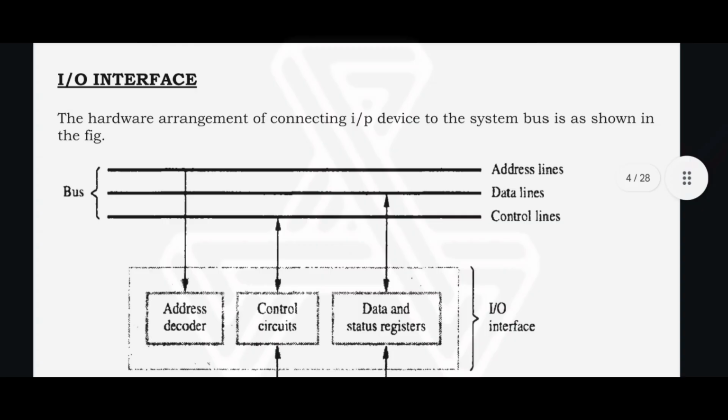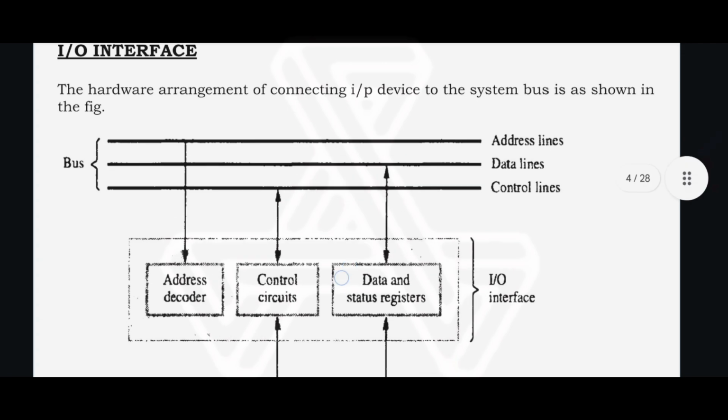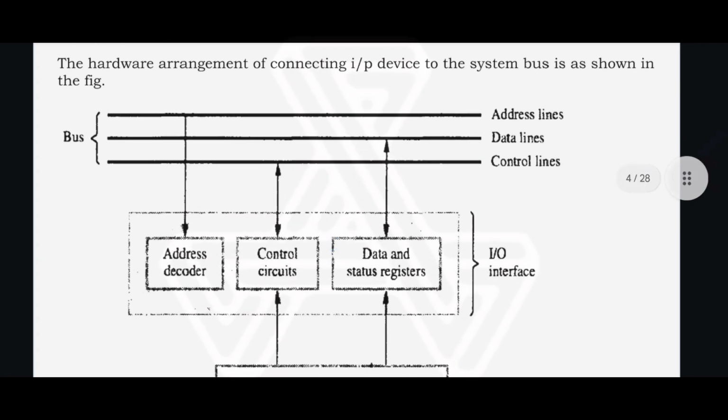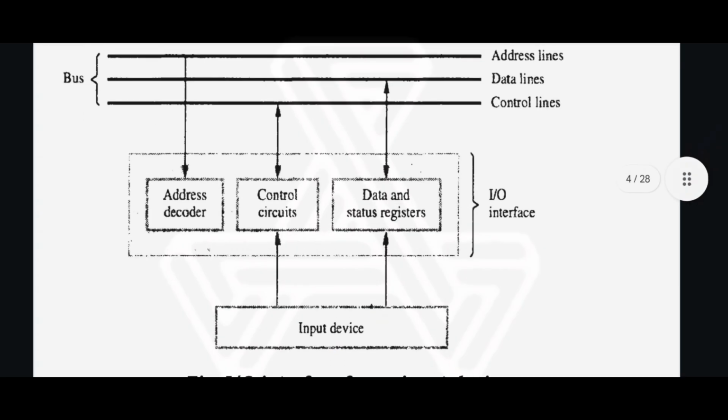I/O interface. The hardware arrangement of connecting an input device to the system bus is as shown in the figure. Bus, address line, data line, control lines, address decoder, control circuits, data and status registers. I/O interface: address decoder, control circuits, data and status registers. Input device.